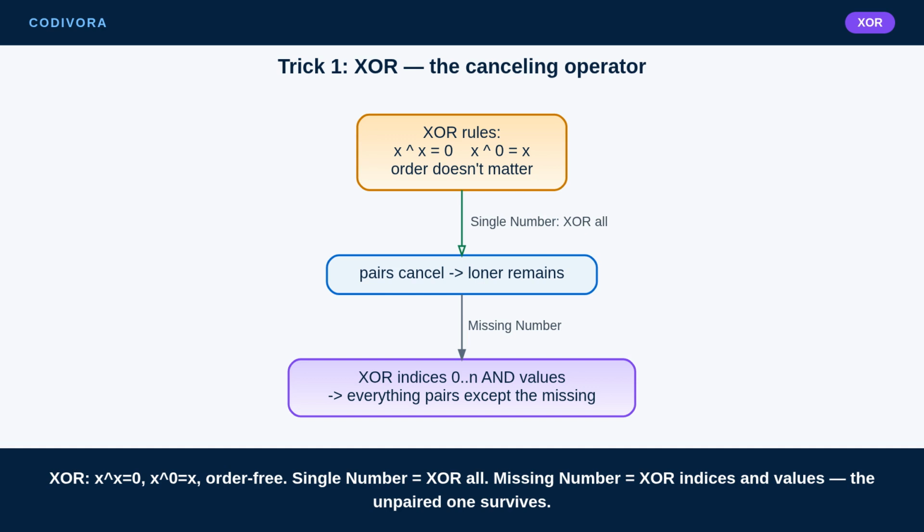XOR all the indices and all the values together. Every present number pairs up with its index, and the missing one's index survives unpaired. Also, swap 2 variables without a temp, and find the 2 singles by splitting on a differing bit. When something should cancel in pairs, think XOR first.